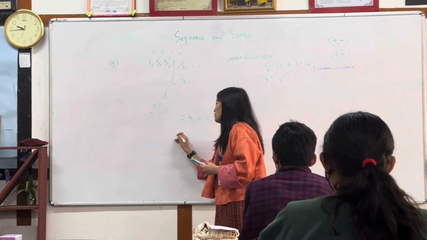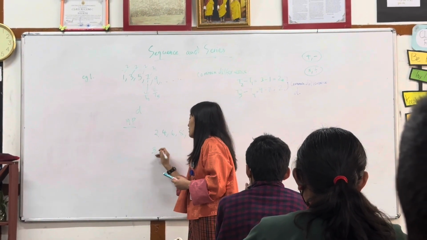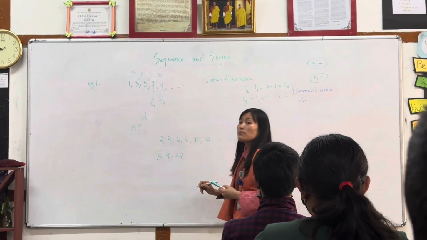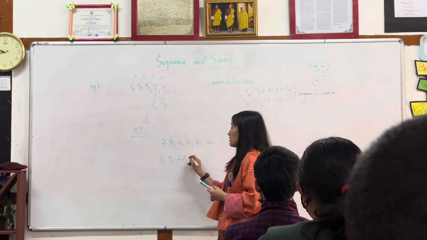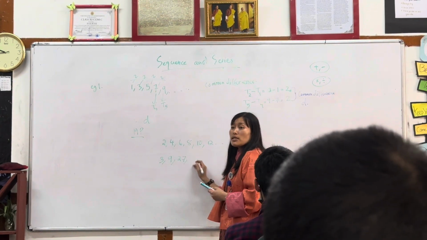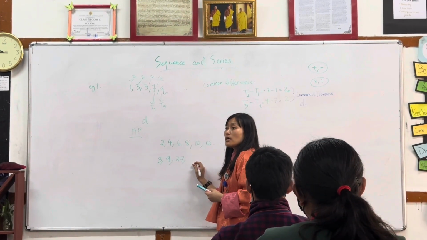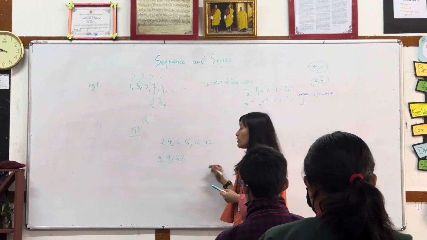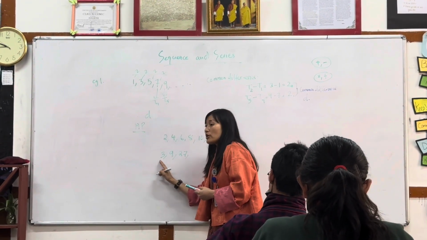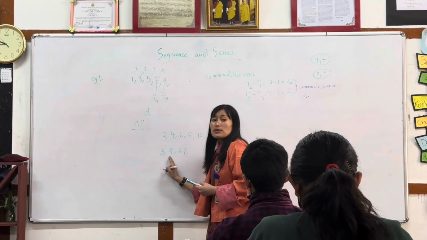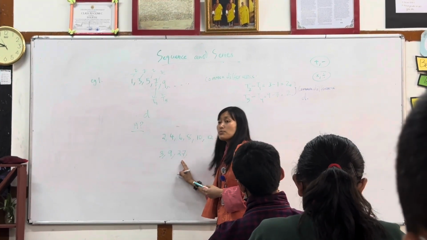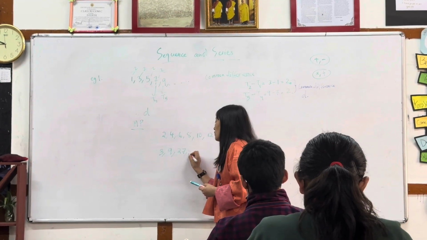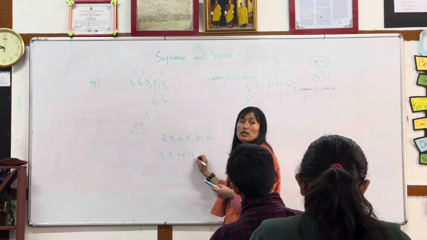If I have this rule, can you guess the next number? What would be the next number? Did you identify the rule here? I got 3 as my first term, 9 as my second term, 27 as my third term. What would be my fourth term? 81. How did you get this 81?